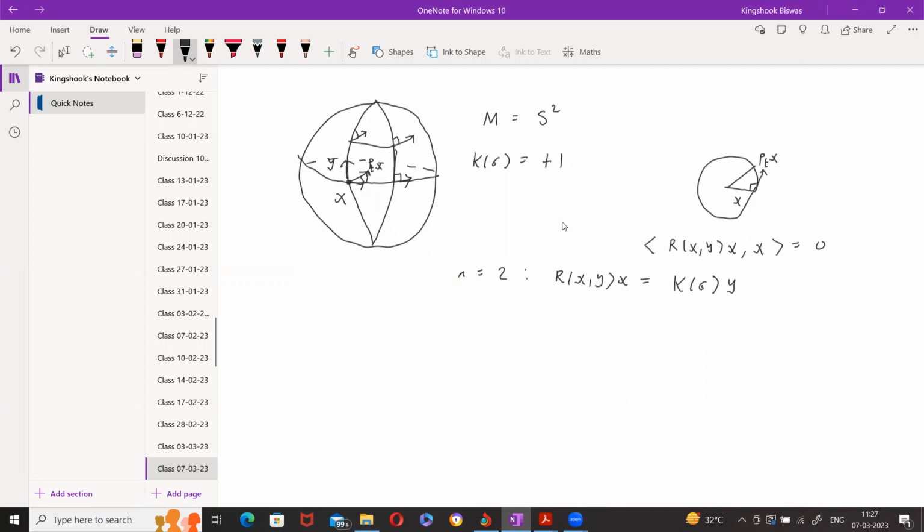Yes, sir. Because when I inner product with y, then the inner product will be 1, right? So I'll just get k sigma, right? Is that clear? Okay, so this k sigma measures an infinitesimal rotation. It measures an infinitesimal rotation. So for another geometric interpretation, we can look at the distance between geodesics.